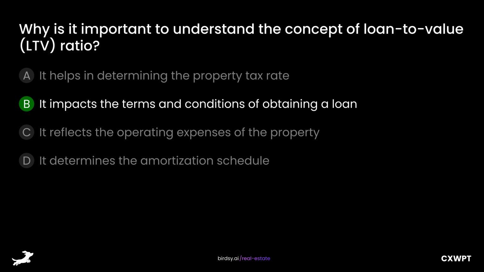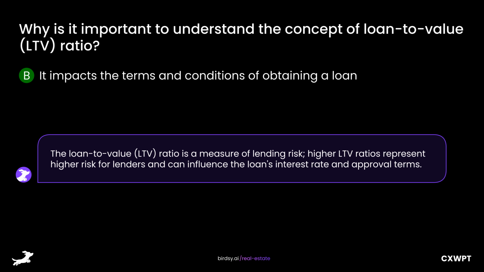The answer is B. It impacts the terms and conditions of obtaining a loan. The loan-to-value LTV ratio is a measure of lending risk. Higher LTV ratios represent higher risk for lenders and can influence the loan's interest rate and approval terms.